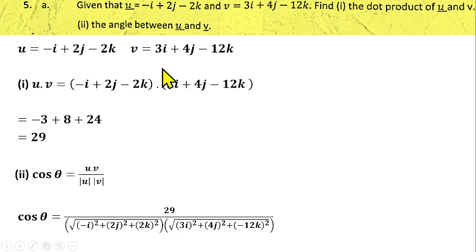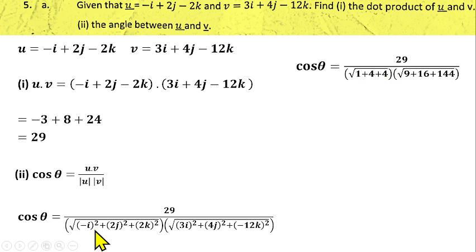Then multiply by the modulus of this as well. That should give us the square root of 3i squared plus 4j squared plus minus 12k squared. If you simplify that further, you'll have cos theta equals 29 over: minus i squared will give us 1, because minus i times minus i gives us 1. Then 2j squared will give us 4. Then 2k squared will give us 4 as well. Then 3i squared will give us 9. 4j squared will give us 16. Minus 12k squared will give us 144.